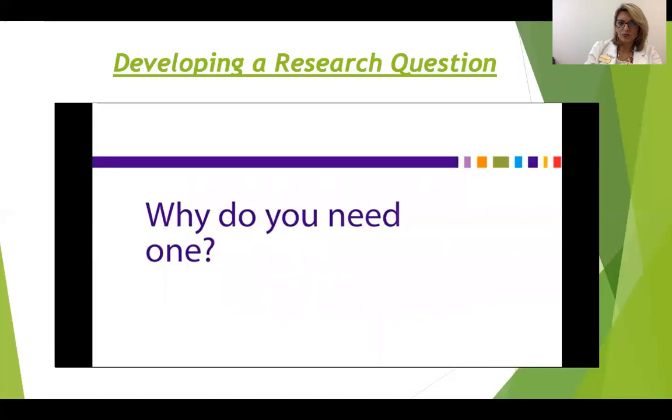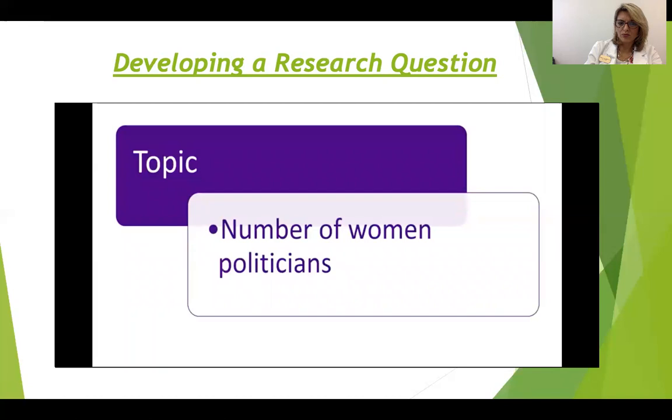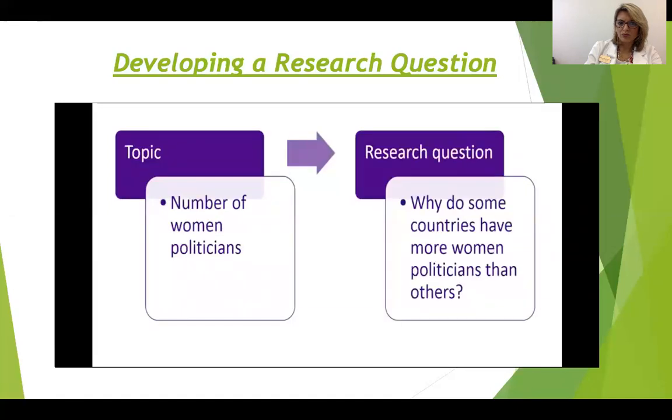Now that you know what a research question is, why do you need one? Most students find a topic, then start working on their research paper. Let's assume your topic is the number of women in politics. A topic is a starting point for a research question. You ask a research question about a topic. On our topic, we could ask the research question, why do some countries have more women politicians than others?